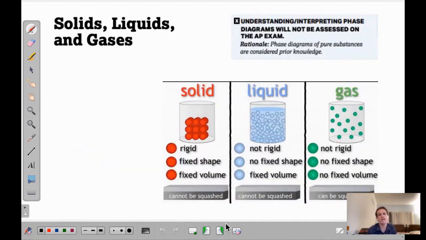All right, solids, liquids, and gases. We're only going to talk about this real quick. This is stuff you should know from middle school, right? I feel like I learned this in second grade, to be honest, solid, liquid, and gas. And I was trying to tell everyone I heard about plasma. I came up with the new thing.